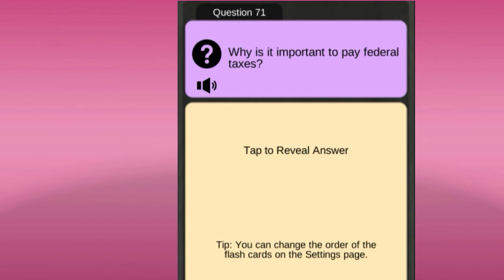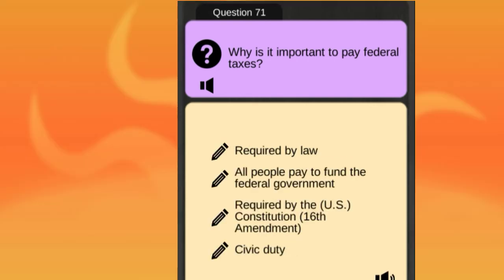Why is it important to pay federal taxes? Required by law. All people pay to fund the federal government. Required by the U.S. Constitution, 16th Amendment. Civic duty.